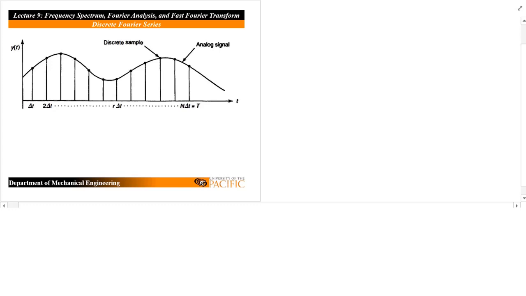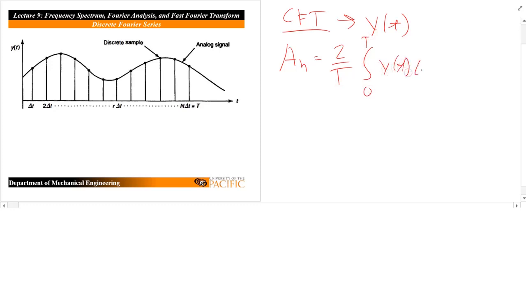Today I want to talk a little bit about, before we get started, last time we talked about continuous Fourier transforms, so CFTs. We know that we use CFT when we know essentially the functional form of the equation. We know how to calculate our harmonic coefficients. This expression here, you probably all know it by heart now: y of t cosine 2 pi n t over the period dt.